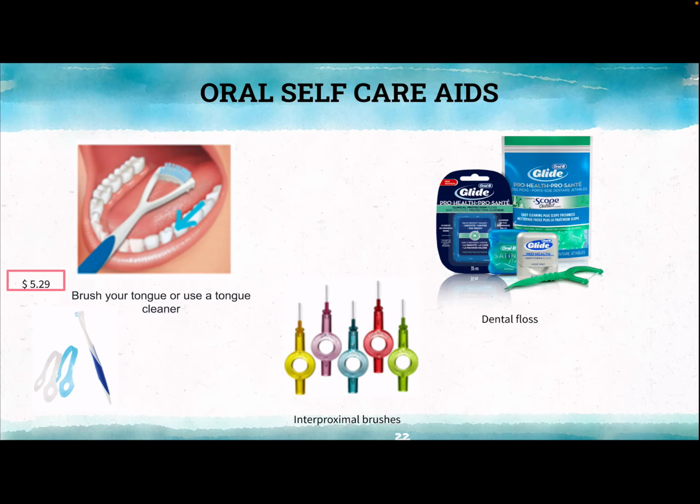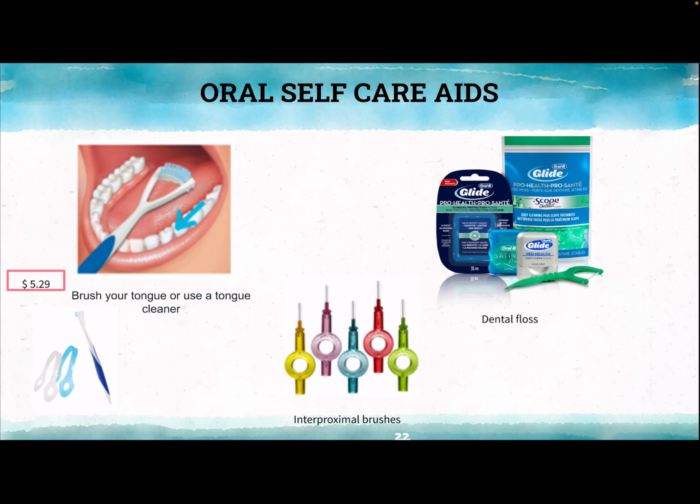Another aid that we highly recommend to our clients is the use of a tongue cleaner, because plaque just gets in every surface and every possible space in our mouth, and the accumulation of plaque on the surface of the tongue can lead us to bad breath as well. So it's important to remove it. This type of tongue cleaner is from the brand Gum, and it's about $5.29.